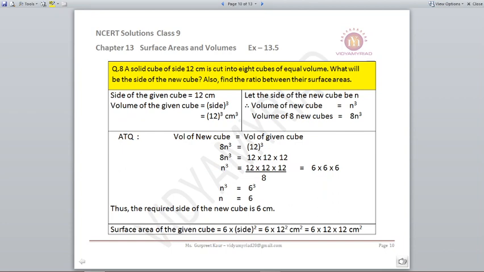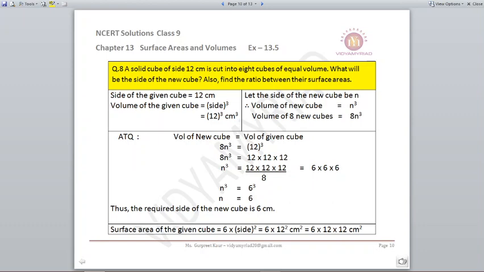Next question. A solid cube of side 12 cm is cut into 8 cubes of equal volume. What will be the side of a new cube? Also find the ratio between their surface area. Now we are dividing it into two parts, case 1, case 2, the given cube and the new cube. You have a given cube whose side is given as 12 centimeters. Cube means side into side into side, or side cube. So the volume of the cube will be side cube, that is 12 cube or 12 into 12 into 12, which is given to us. Now it is to be cut into 8 cubes of equal volume.